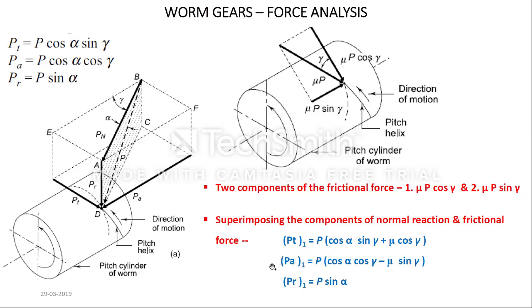So how is it possible? You divide PA by PT, P will get cancelled, and you will get one formula in terms of PT. In a similar way, you divide PR by PT1 and you will get another formula like this, sin alpha divided by this term and into PT1. So you can calculate PR1.